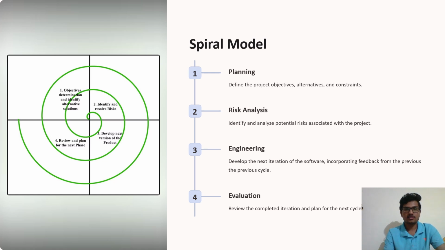Coming to the third model, the spiral model. It involves planning, risk analysis, engineering, and evaluation. Planning involves defining the project objectives, alternatives, and constraints. Risk analysis involves identifying the potential risks associated with the project. Engineering involves developing the next iteration of the software, incorporating feedback from the previous cycle.